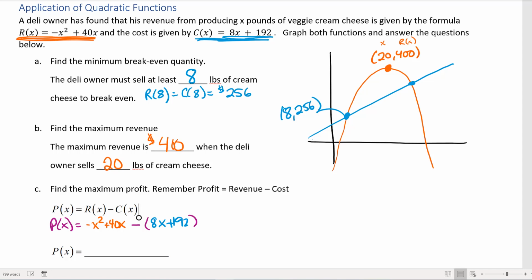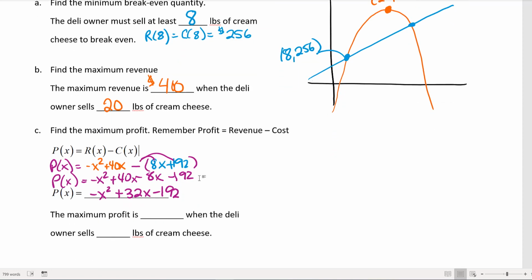So when I distribute this, I have negative X squared plus 40X, minus 8X minus, because I'm distributing the negative, 192. I can combine like terms and get negative X squared, the 40X minus 8X, that's positive 32X minus 192. So what I'm going to do now is type that in the calculator so I can find the maximum profit. Now that's a purple function. It's a totally different function than the orange and the blue. It's kind of like a combination of the orange and the blue.